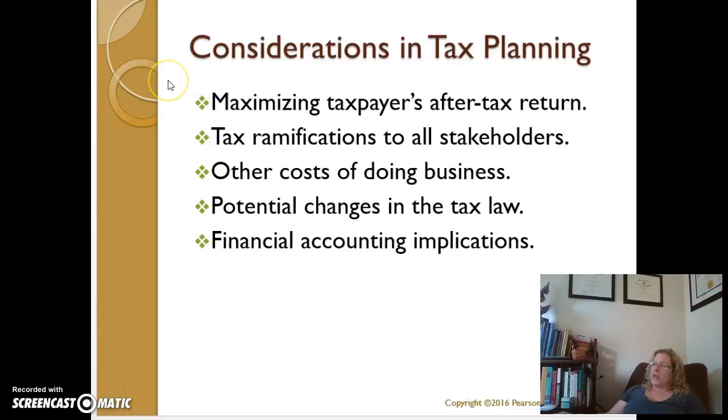Some considerations in tax planning. We want to maximize the taxpayer's after-tax return. Remember, there are tax ramifications to all stakeholders in the corporation. There are other costs of doing business that you would need to consider. Also, potential changes in the tax law. You need to always be looking at the tax law and planning what might be coming up. And there are also financial accounting implications as well.